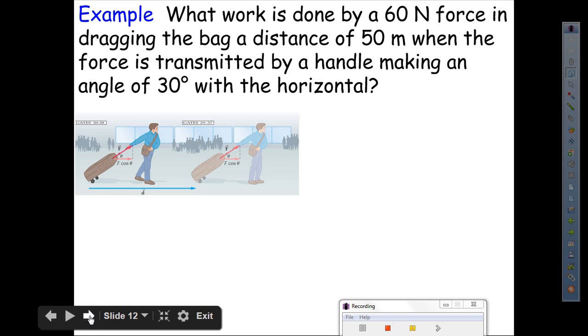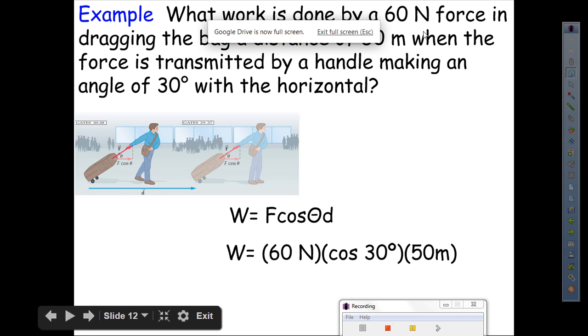So there's our formula. W equals F cosine theta D. F is 60 newtons from right here. Cosine theta, that's a 30-degree angle. And D is 50 meters. So 60 times 50 is 3,000, and then you're going to multiply that by 0.866 because that's the cosine of 30. And there's your work. It's positive because you're applying the force in the direction of the motion. Again, you can stop the slideshow and write this all down.